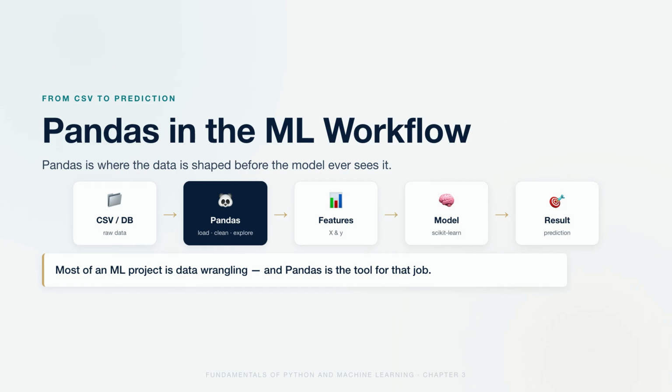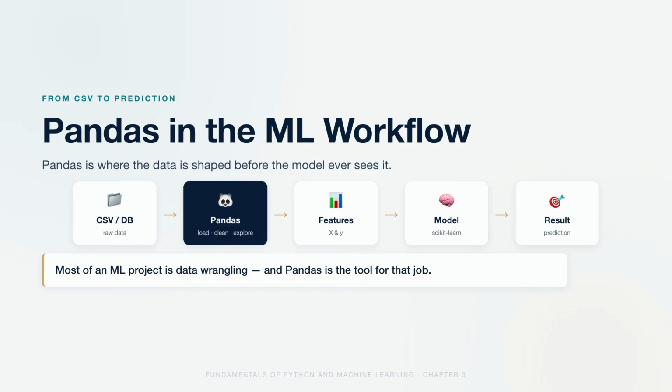A typical machine learning workflow may look like this. First, we load the dataset. Second, we inspect the dataset to understand what it contains. Third, we clean or prepare the data. Fourth, we separate the features from the label. Fifth, we train the machine learning model using libraries such as scikit-learn. Pandas helps with the first four steps. It helps us take data that may be messy, incomplete, or difficult to understand and turn it into a structured dataset that can be analyzed and used for modeling.